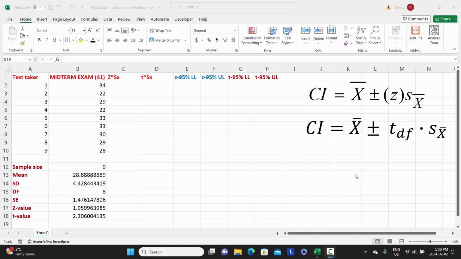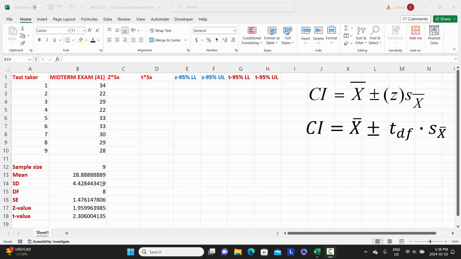In this video, we're going to pick up where we left off in using Microsoft Excel to calculate 95% confidence intervals. And just to review, we're going to calculate two different confidence intervals, one which uses the z-statistic and the other uses the t-statistic, the former when you have a very large sample size, and the second is when you have a relatively smaller sample size like we do here in this particular example.